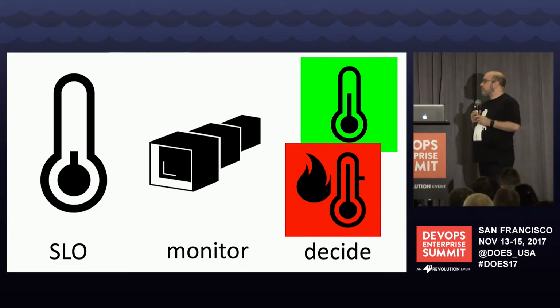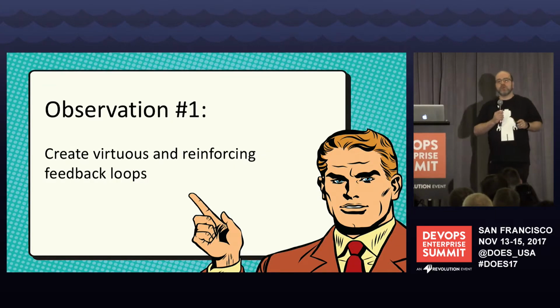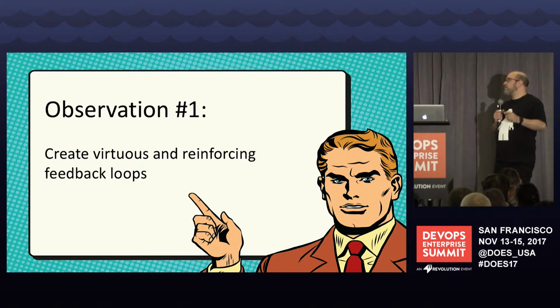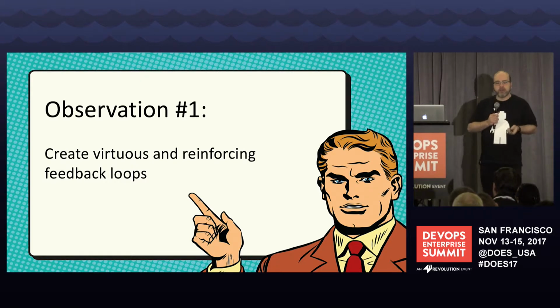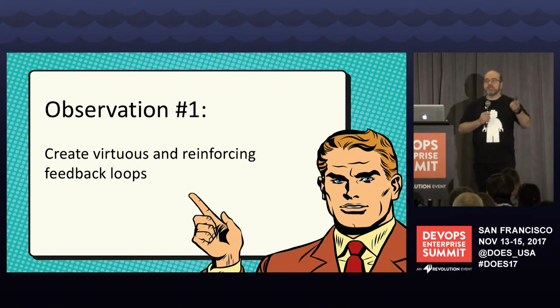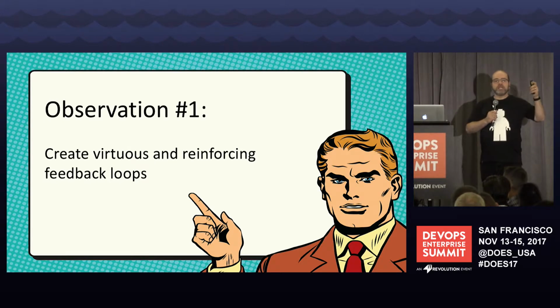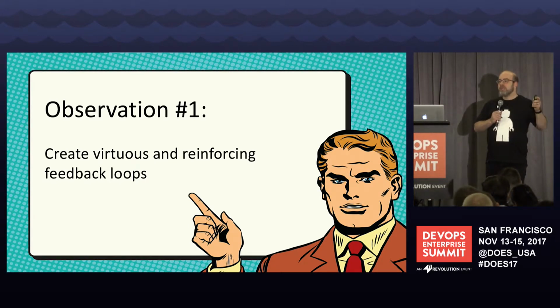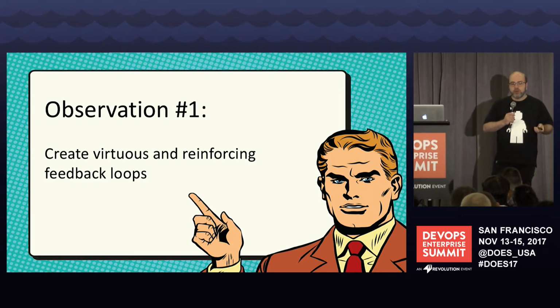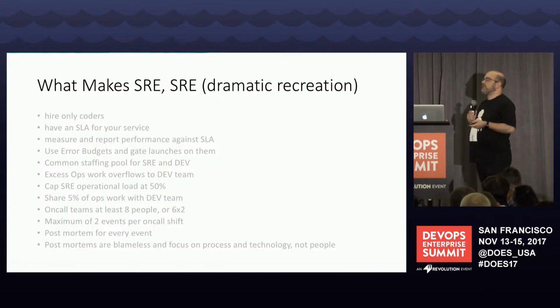What's nice about this sort of thing, and about a lot of things in SRE, is that SRE is about these virtuous and reinforcing feedback loops. That's ultimately what it's about, because if you think about how the error budget works, everybody starts working, in a way that everybody understands, towards the reliability that you're searching for. Those sort of feedback loops are great.